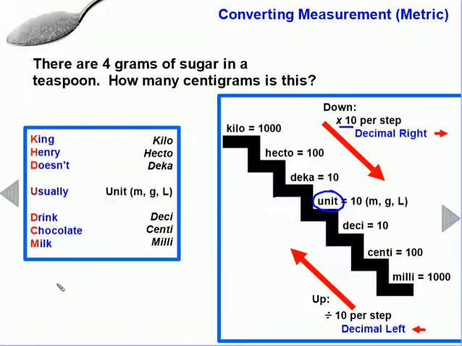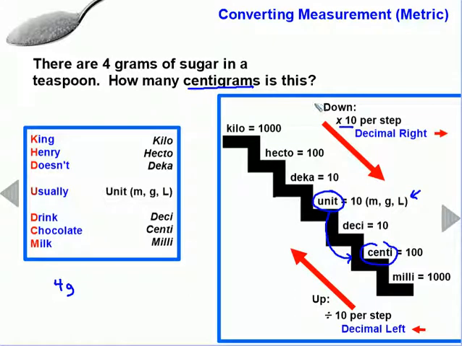Let's say we start off with our 4 grams. Here we are. We're right here at the unit. We're at 4 grams right over here at this spot. Now, are we going up the ladder or are we going down the ladder? Well, we're going to centigrams, and centigrams are down the ladder. Centigrams are down here, so we're going from here to here, going down the ladder.